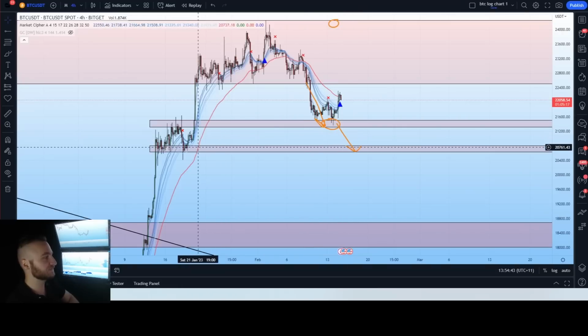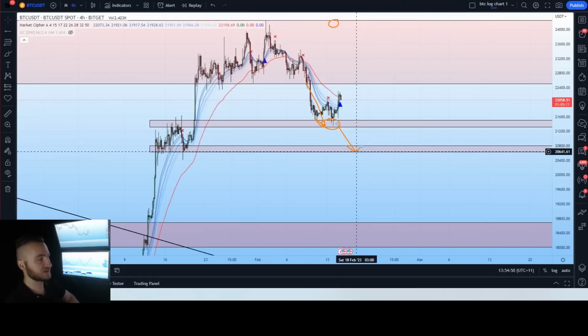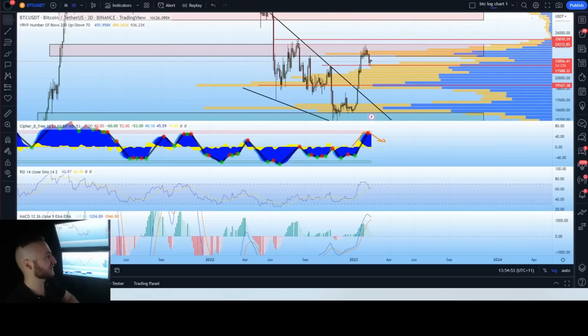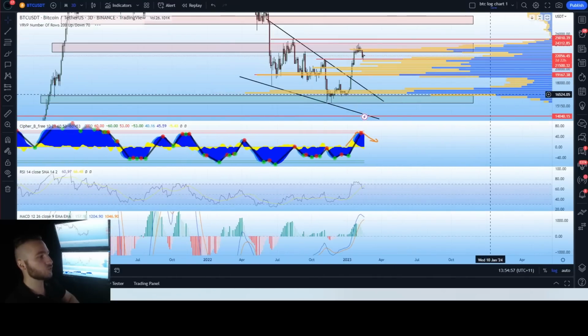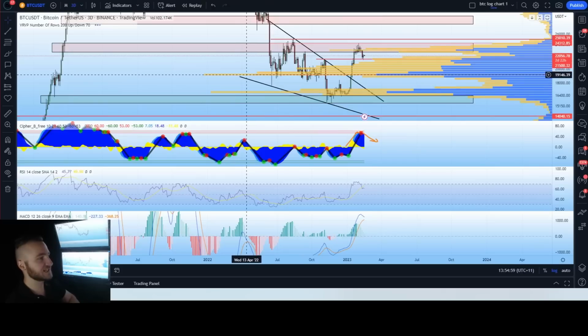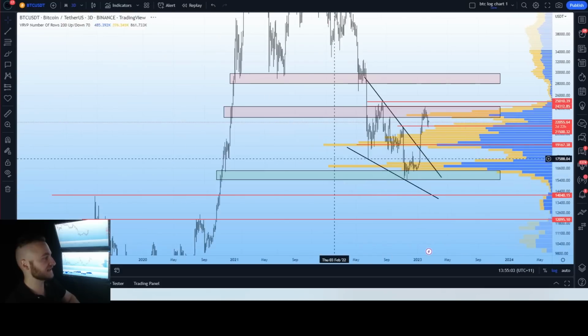If Bitcoin does lose 21,500, remember 21,500 being the short-term trigger for a continuation downward, Bitcoin is most likely heading to our next support levels, which we can see on the chart here, looking at 20,800 to 20,600. A loss of 20,800 to 20,600 will most likely bring Bitcoin down to retest the weekly POC sitting at 19,200.